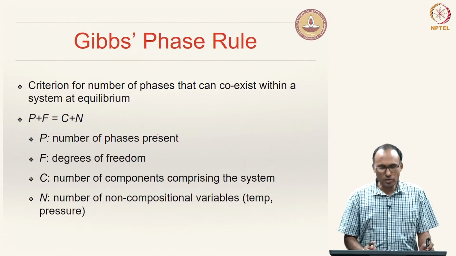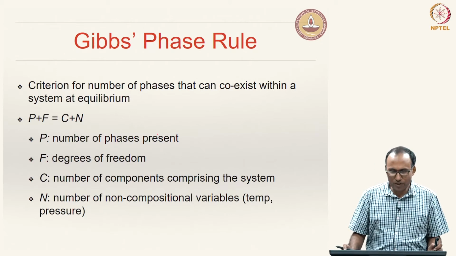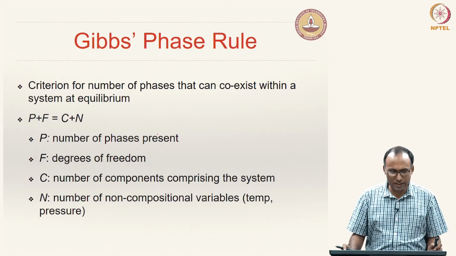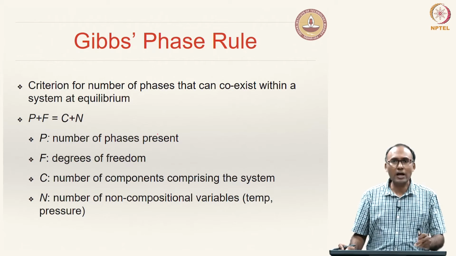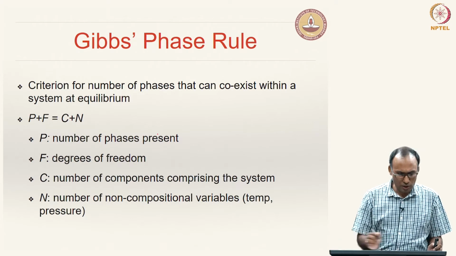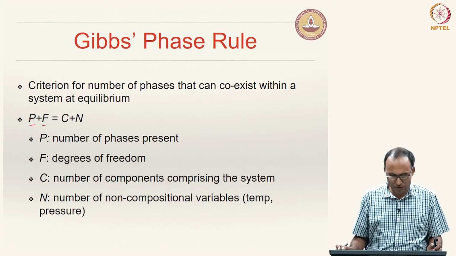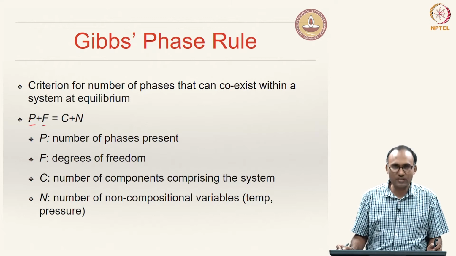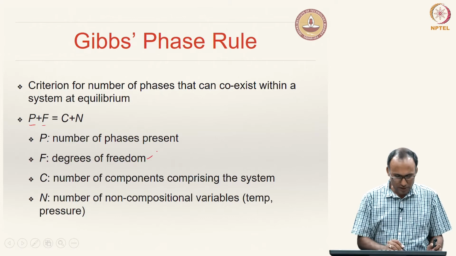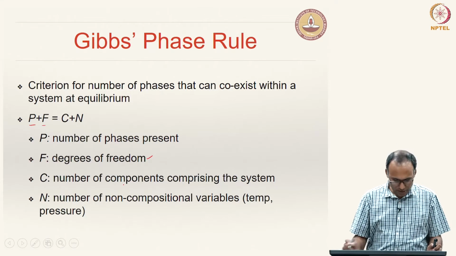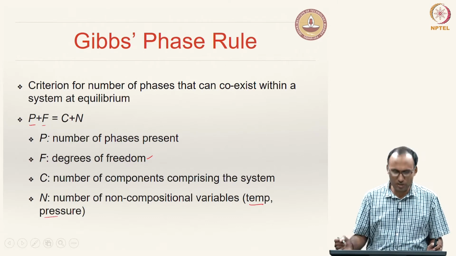Okay. So now, what is the criterion for finding the number of phases that can coexist within a system at equilibrium? I am sure all of you are familiar with the Gibbs phase rule, which says that P plus F equals C plus N, where P represents the number of phases present, F represents the degrees of freedom, C is the number of components comprising the system, and N is the number of non-compositional variables. Here the non-compositional variables are temperature and pressure.